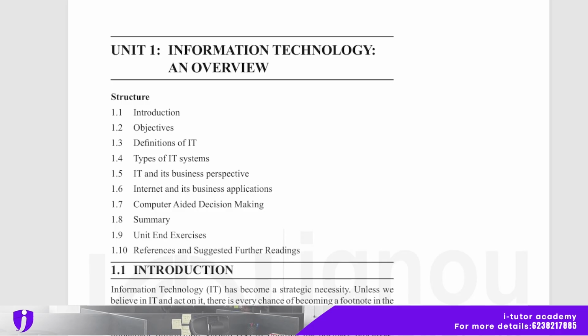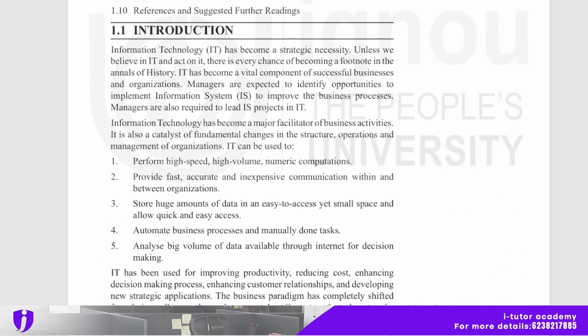The structure of this unit is: introduction, objectives, definition of IT, types of IT systems, IT and its business perspective, internet and its business applications, computer aided decision making, summary, unit end exercises, references and suggested further readings. Okay, so let's begin with the introduction part.